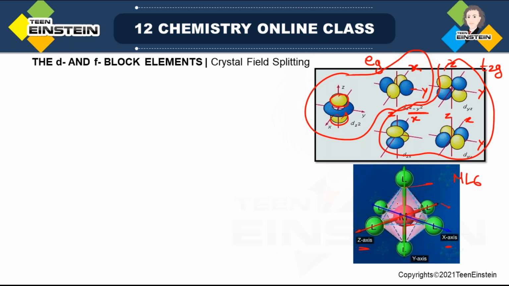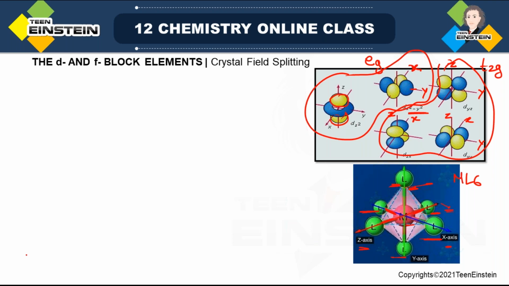And one important thing that you have to notice is that all the ligands approaching towards the metal are approaching directly along the axis. So these two ligands are approaching along the y-axis, these two along the x-axis, and these two along z. So I'm trying to say that all the 6 ligands are approaching along the axes.